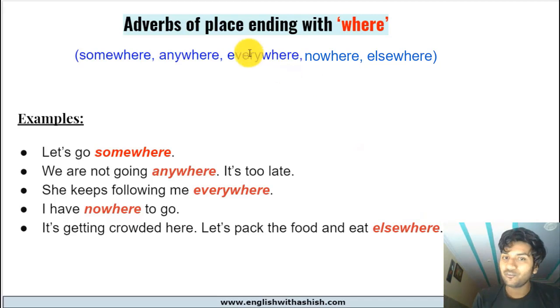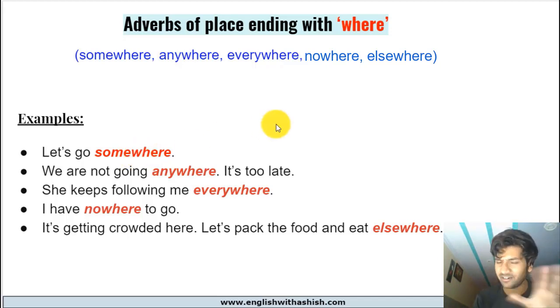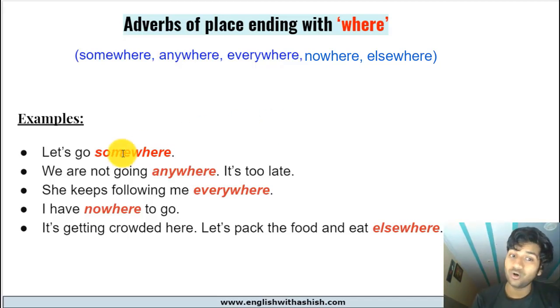Now, adverbs of place ending with where. There are some adverbs of place that end with where. These are somewhere, anywhere, everywhere, nowhere, and elsewhere. Let's look at the examples and understand how to use them. Let's go somewhere. Let's go where? Somewhere. Somewhere is used in a positive sentence, but it doesn't refer to a particular place. An undefined place, unspecific place.